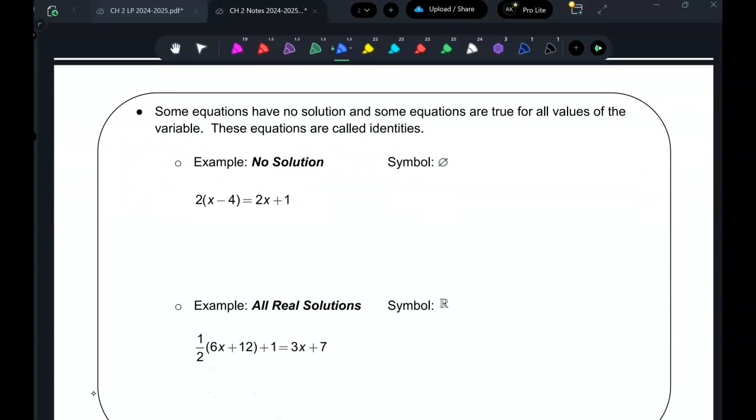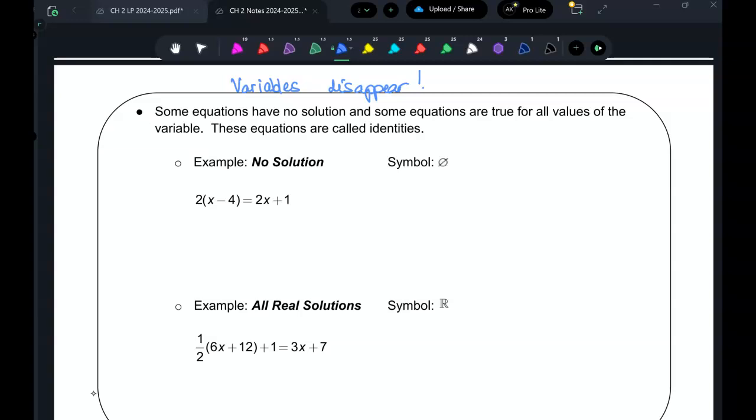Sometimes we get a situation where there are no solution and some equations that are true for all values. In other words, sometimes the variables disappear. Oh, because 2x and 2x, 0. So let's look at this example where there's no solution.